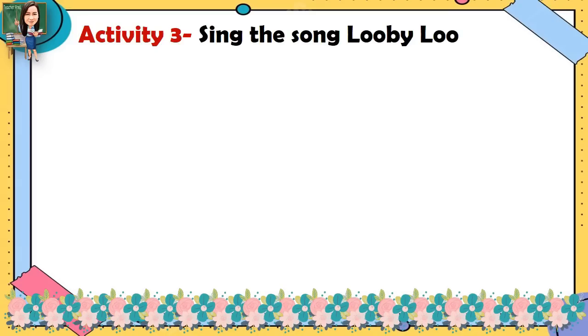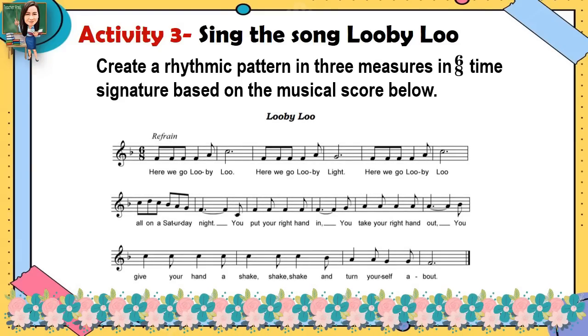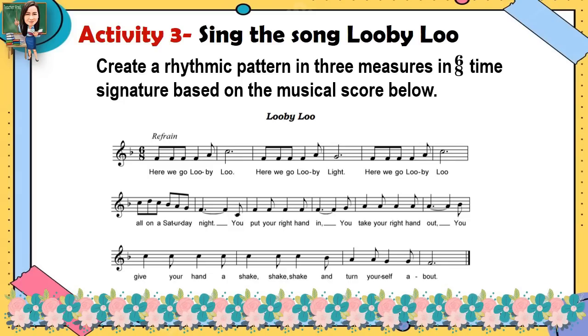Activity 3. Sing the song Luby-Loo. Create a rhythmic pattern in 3 measures in 6/8 time signature based on the musical score below. So kids, you are going to write the first, second, and third measure of this song Luby-Loo. Just copy the notes of each measure.